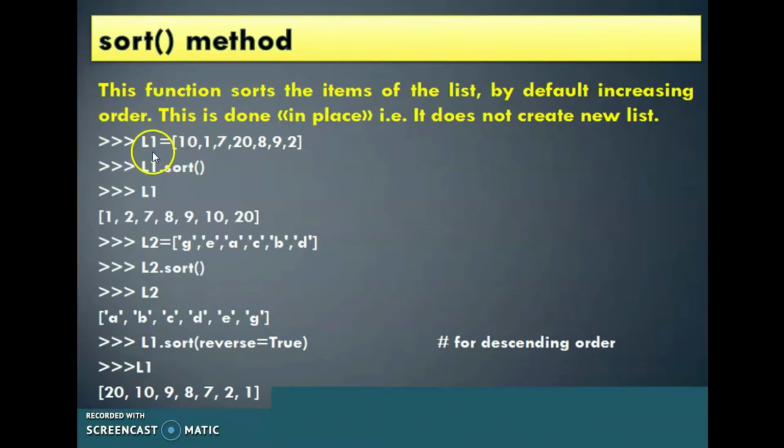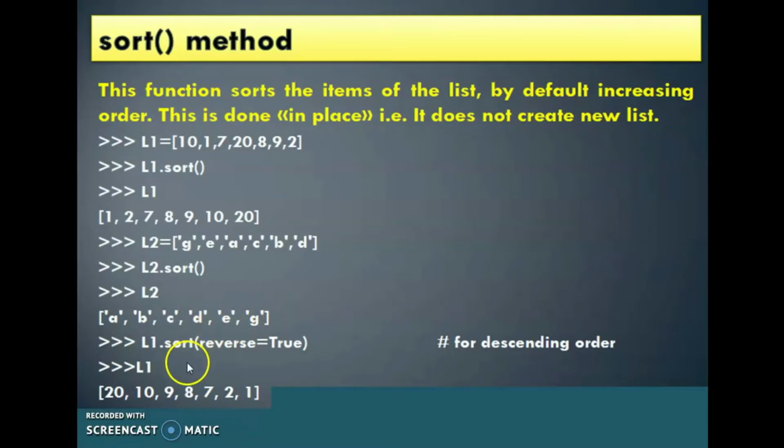Check this one. L1 = [10, 1, 7, 20, 8, 9, 2]. L1.sort(). By default, increasing order. Print L1. Check this one: 1, 2, 7, 8, 9, 10, 20. Increasing order. Okay. The next one, L2 = ['G', 'E', 'A', 'C', 'B', 'D']. L2.sort(). Print L2. A, B, C, D, E, G.